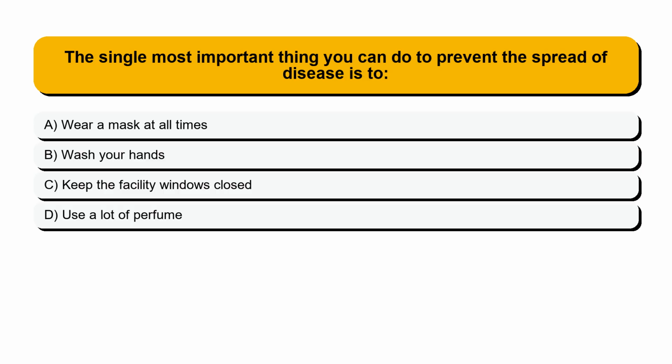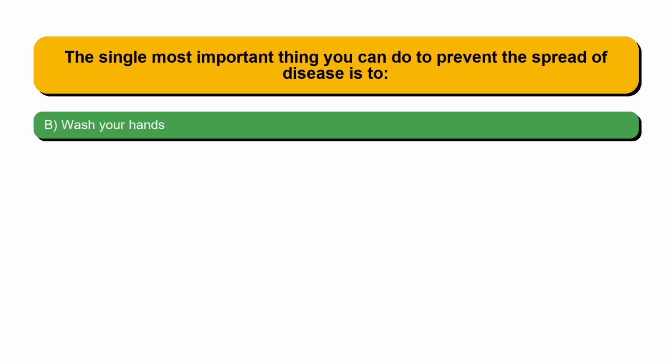Question 35. The single most important thing you can do to prevent the spread of disease is to: Option A. Wear a mask at all times. Option B. Wash your hands. Option C. Keep the facility windows closed. Option D. Use a lot of perfume. The correct answer is option B.